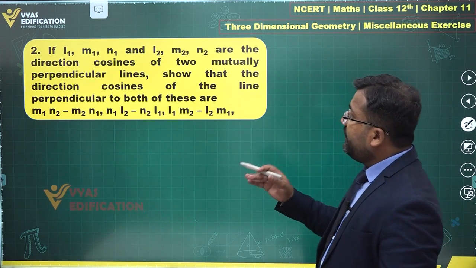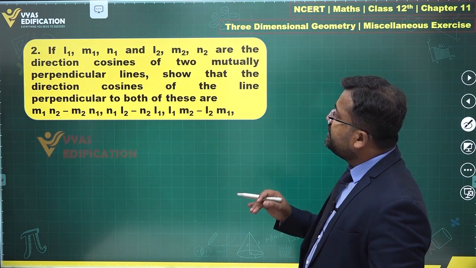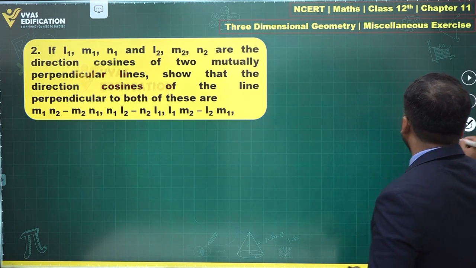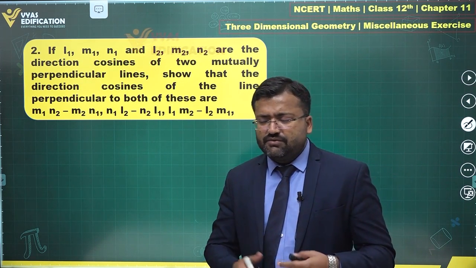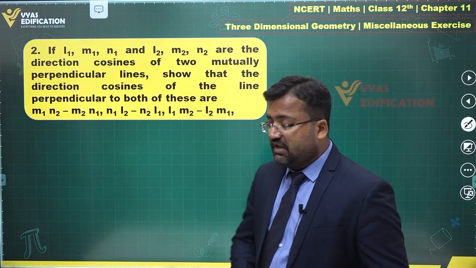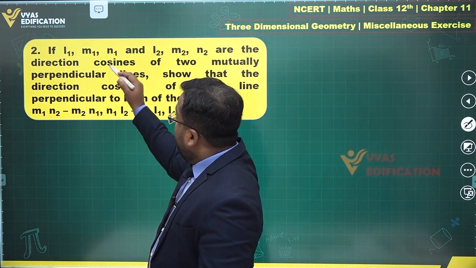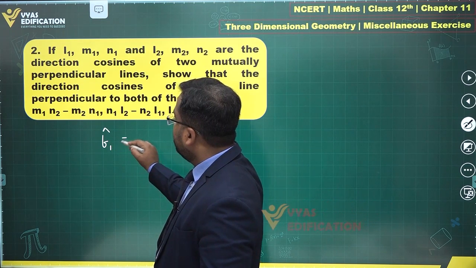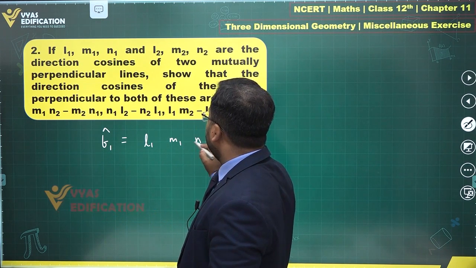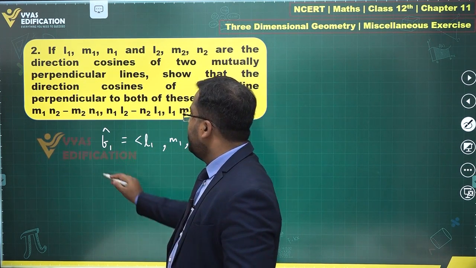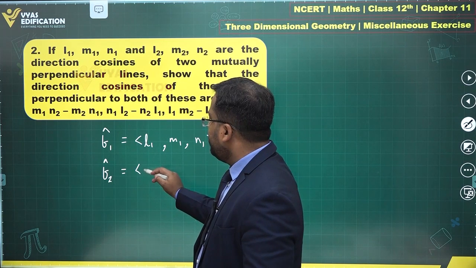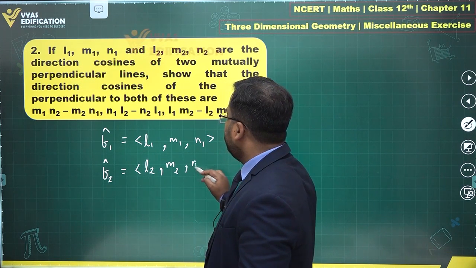Question number 2 says, if l1, m1, n1 and l2, m2, n2 are the direction cosines of two mutually perpendicular lines, show that the direction cosines of the line perpendicular to both these are asked. We are already given the direction cosines of the two mutually perpendicular lines, and the direction cosines of the line perpendicular to both of these is being asked. How will we handle this? Let's say b1 cap has direction cosines l1, m1, n1. Similarly, b2 cap, direction cosines will give you a unit vector, so the components will be l2, m2, n2.